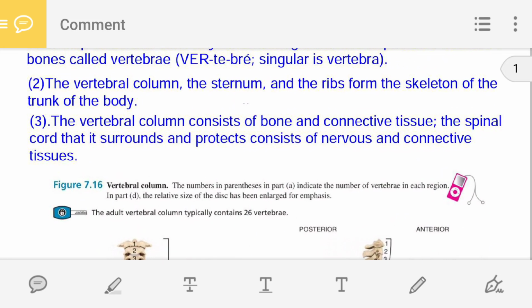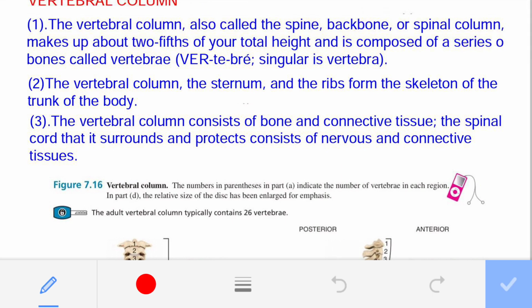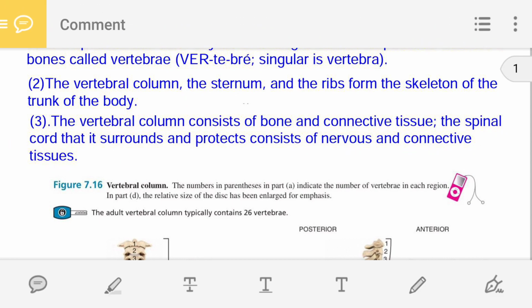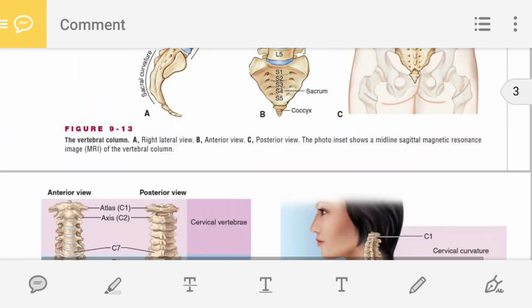Now, what is this vertebral column made up of? As I told you earlier, it is made up of bones as well as connective tissue. Inside the vertebral column, the spinal cord is present; the spinal cord is surrounded and protected by the vertebral column. And we know the spinal cord is made up of nervous tissue as well as connective tissue. So I am showing you this in the figure.